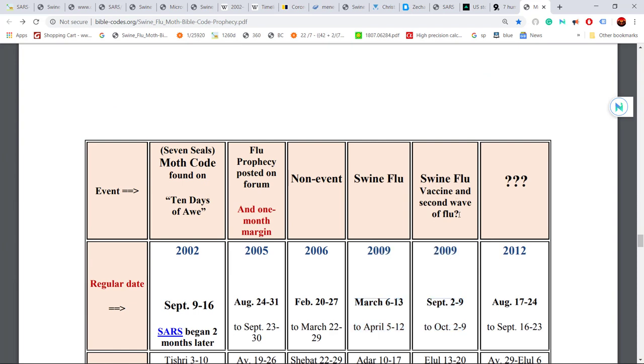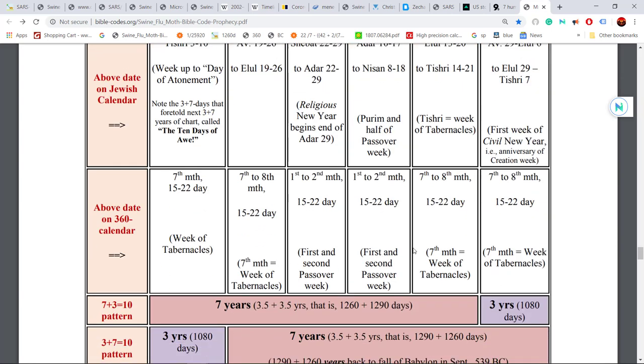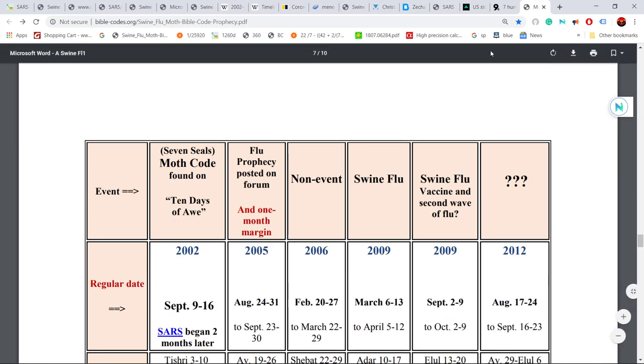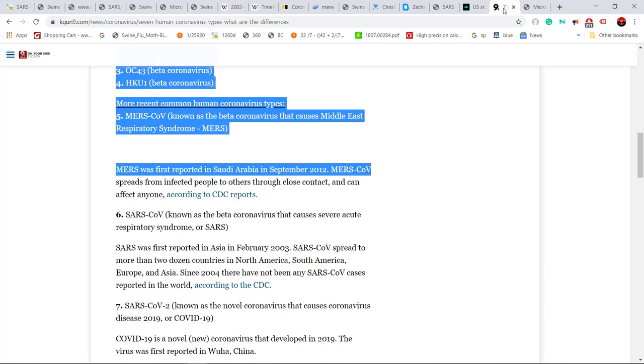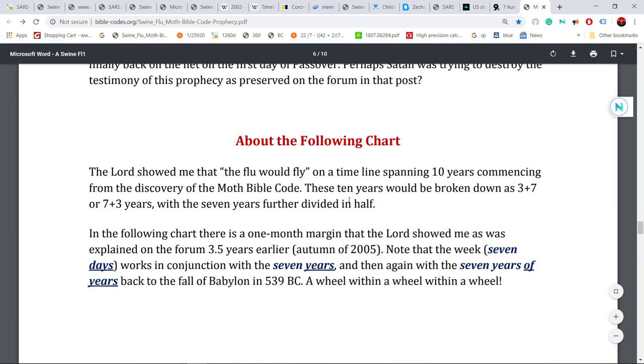And I'd have to look this up and see if anything did happen in September, October to do with the swine flu. Again, I haven't read this in a long time myself, right? So all this is our history now, but back then it was still future. Okay, so, oh boy. All right, so let's continue.